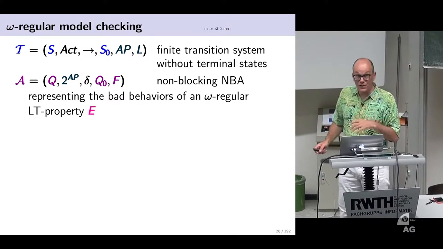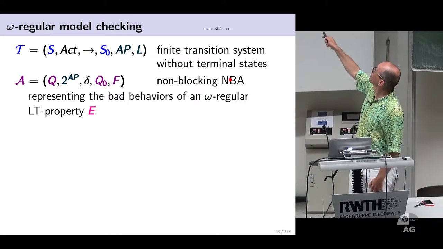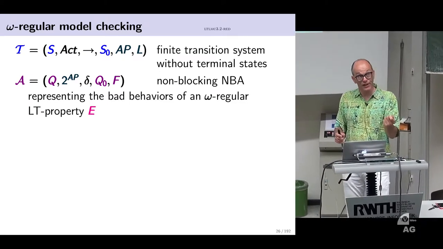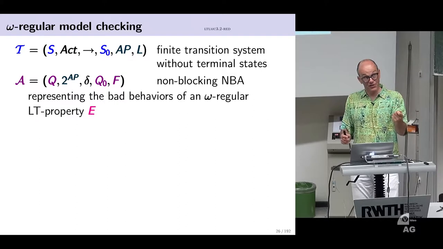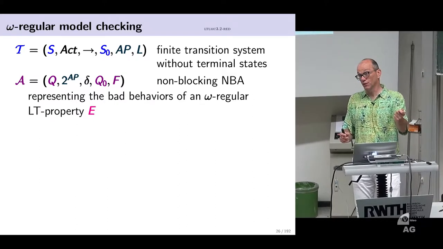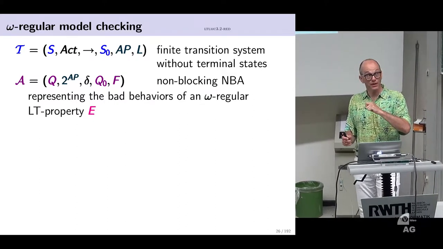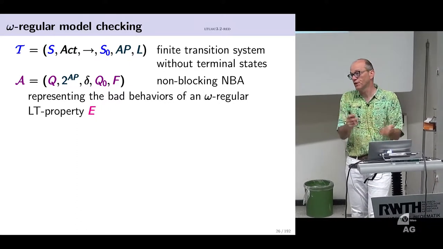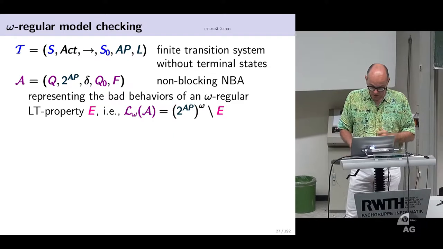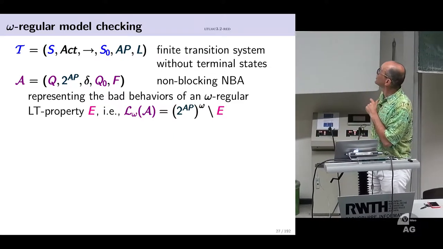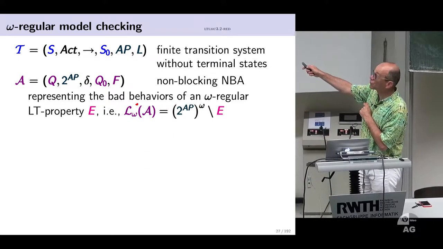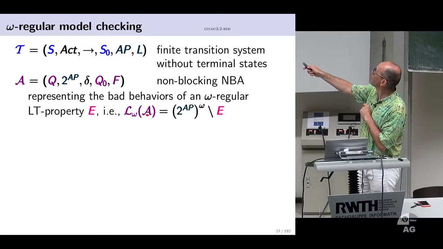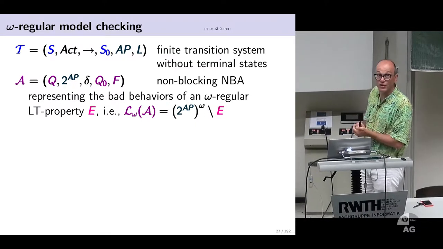Good. This, as before, is a non-blocking automaton, which means in every state, for every next input symbol, there is a transition in the automaton. That is what non-blocking means. Yeah? It cannot block in a state because it gets an input symbol for which it doesn't have a transition. Good. So what's the language accepted by this bad automaton? It's the complement of E.